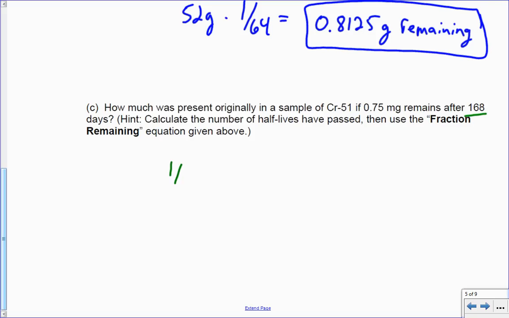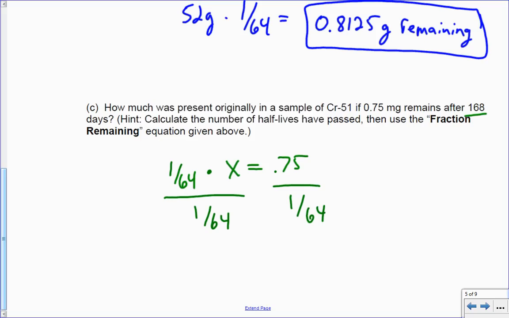6 half-lives was 1/64. Well, 1/64 of some number x, let me not use an x as a times and a variable, 1/64 of some number x is going to equal 0.75. Well, in order to solve for x, I need to divide both sides by 1/64. And to do that, I'm going to say 0.75 times 64. X equals 48 grams.